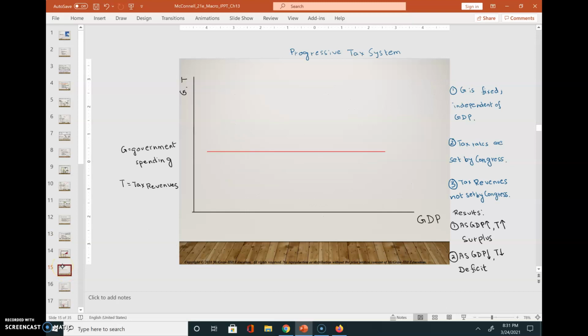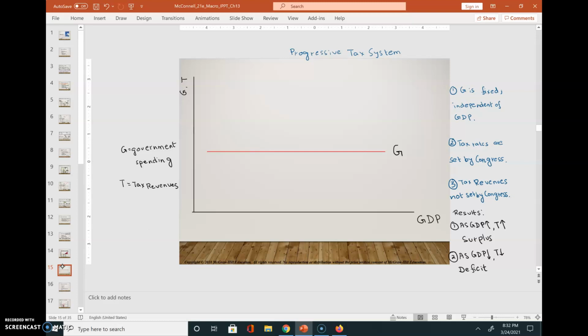Now, I'm going to show you this graph here where we have the government spending. The book can also say government expenditure and tax revenues on the vertical axis and gross domestic product on the horizontal axis. So here, this red horizontal line is the government expenditure. As you see, this is unrelated to gross domestic product.